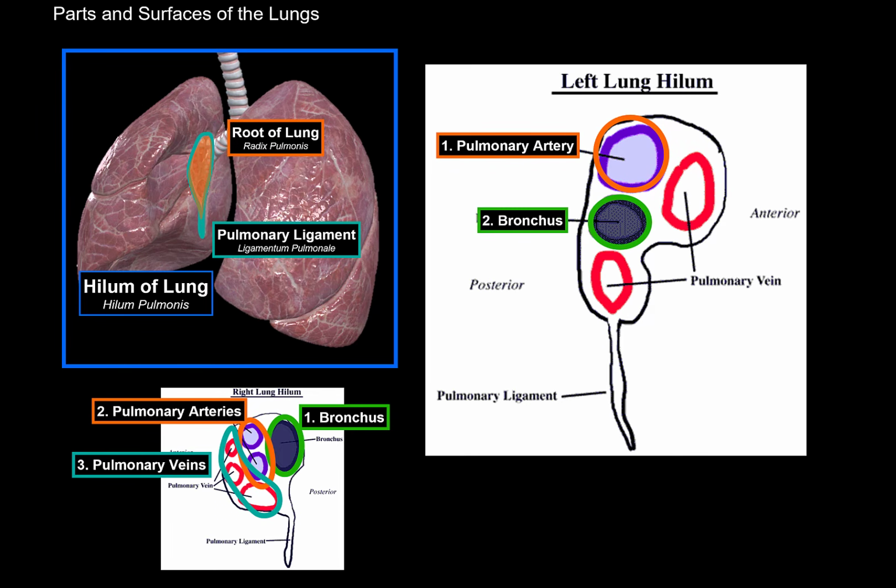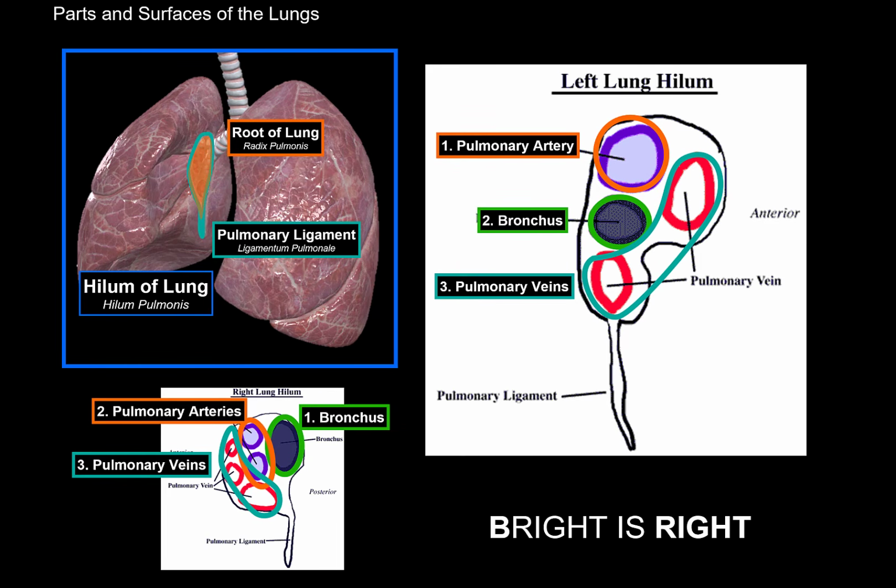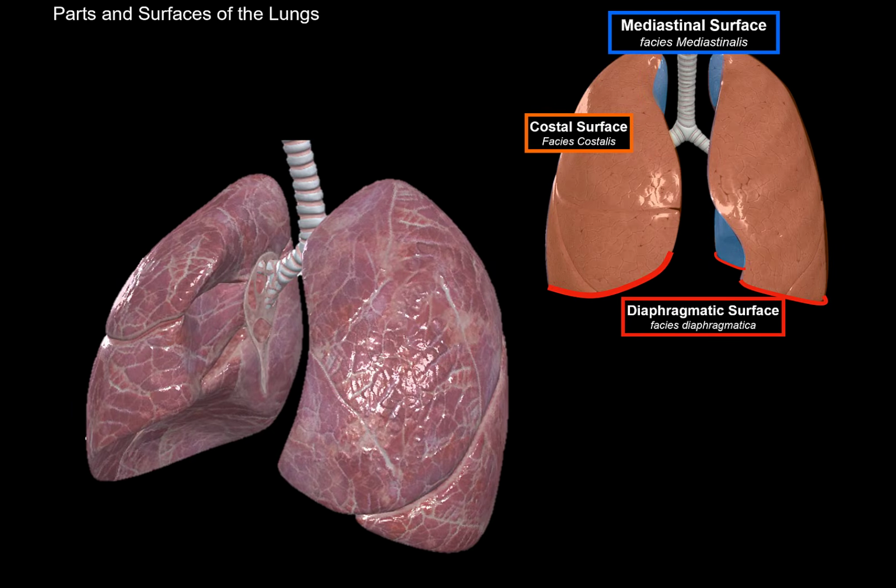Then there's the bronchus, and below that there are the pulmonary veins. And there's a mnemonic you can use if you need to know this arrangement that goes "BRight is right," where B stands for bronchus, just to remember that the right lung is where the bronchus is the highest structure. So that was the mediastinal surface.